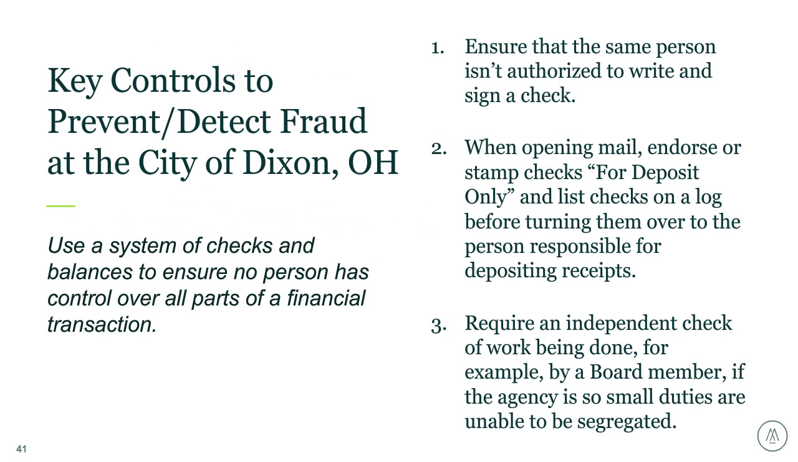So obviously the most significant control missing at the city of Dixon was a system of checks and balances to ensure that no person had control over all parts of a financial transaction. Had a simple set of segregation of duties been present, the fraud potentially would have been caught much sooner. Really making sure that the same person isn't authorized to write and sign a check, that they aren't allowed to open the mail and reconcile the bank accounts, that if any, require independent check of work being done by a board member or someone above the individual doing the reconciliation.